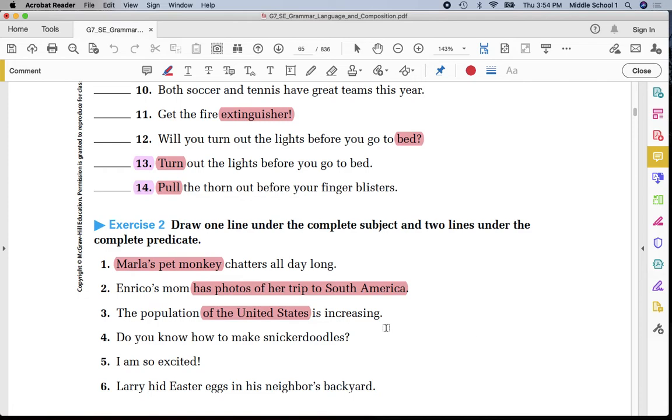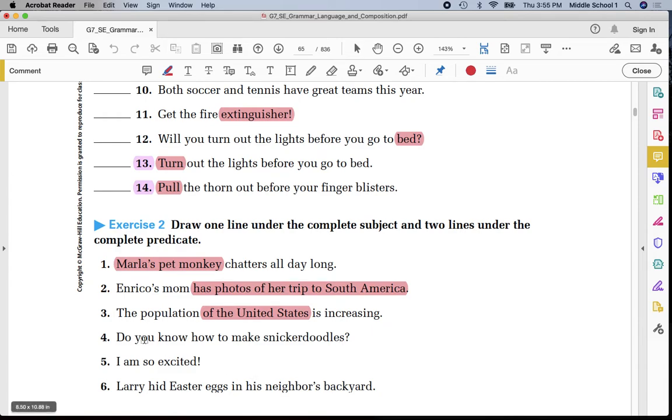Yesterday, some of you were taking the opportunity for extra credit and identifying the prepositional phrases, and number 3 has an example of one, and we notice once again when I remove that there isn't much sentence left. The simple subject is population. The simple predicate is increasing. And because the prepositional phrase is after the subject and before the predicate, the line goes between states and is.